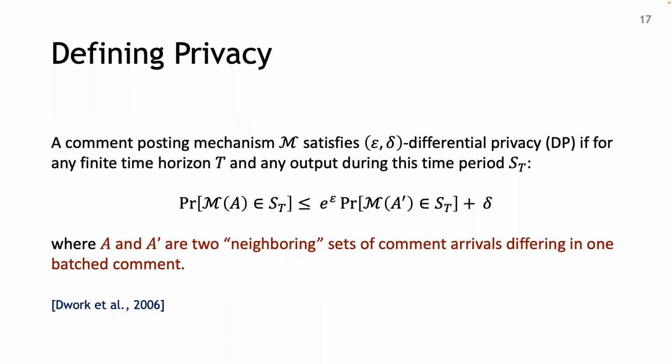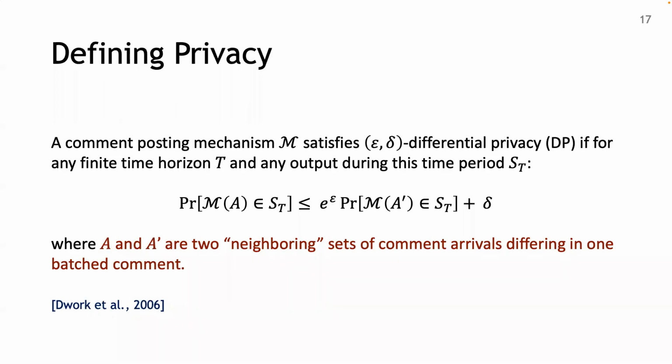More formally, we would say that a comment posting mechanism M satisfies differential privacy with parameters epsilon, delta if, over any finite time horizon we're running the mechanism over, and for any output during that time period, the distribution of outputs on one input A and one input A prime looks roughly the same, where A and A prime are two neighboring sets of comment arrivals that differ in one batched comment. And so the definition will really depend on how we define when two sequences of comment arrivals differ in one instance of batching.